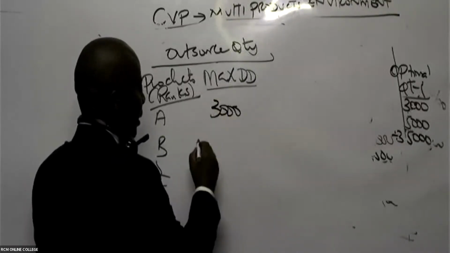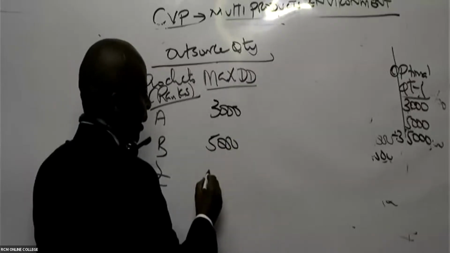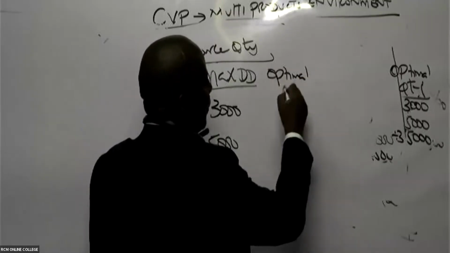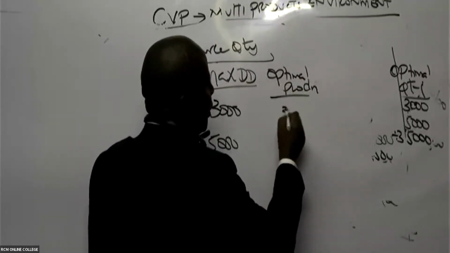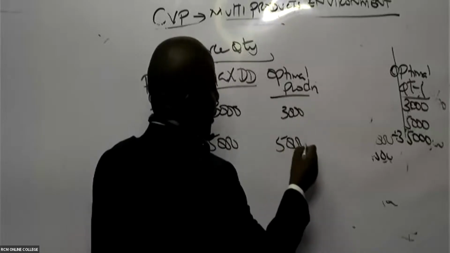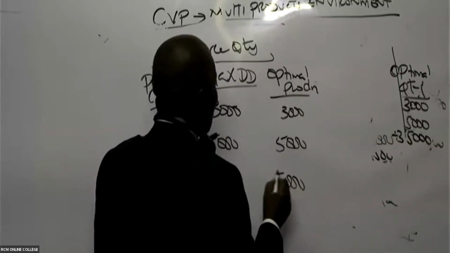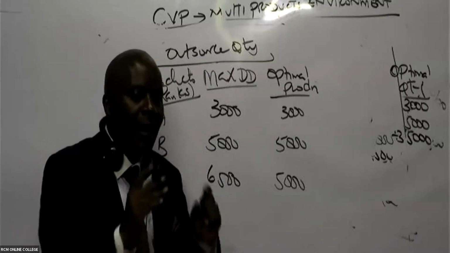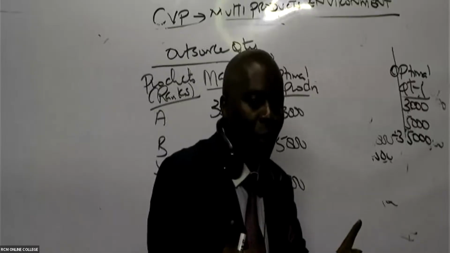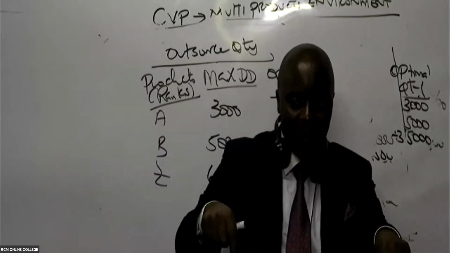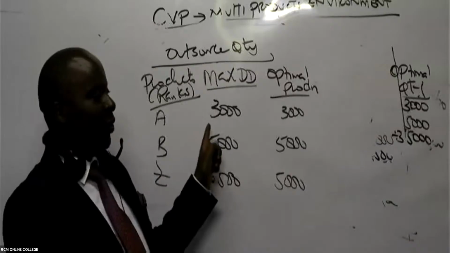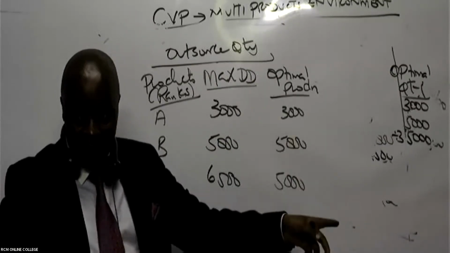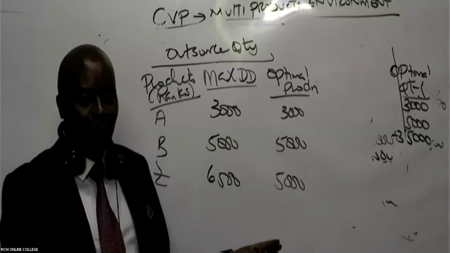So A is what here, somebody? 3,000, 5,000, isn't it? 6,500. And do we know the optimal production? Optimal production, it is 3,000, it is 5,000, isn't it? So do you think we are going to outsource A from outside? A, the demand is 3,000 and we have luckily been able to produce everything internally. They want 3,000 from outside, we have produced 3,000. No buying from outside. We come to B, no buying from outside.